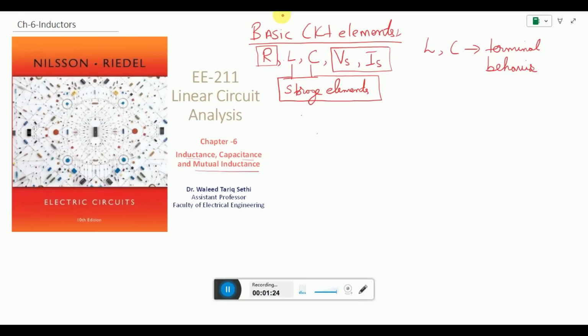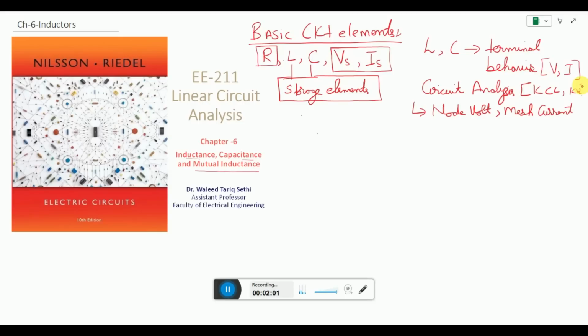By terminal behavior, we mean that we are going to see what is the voltage and current appearing across the terminal or the ends of these 2 storage elements. And once we know, we can use the circuit analysis techniques which we saw previously, which is related to KCL and KVL, which we called the Kirchhoff's laws, or we can use the node voltage and the mesh current methods to do the analysis of these storage circuit elements. So this is what we are going to understand in this lecture and the forthcoming lectures.